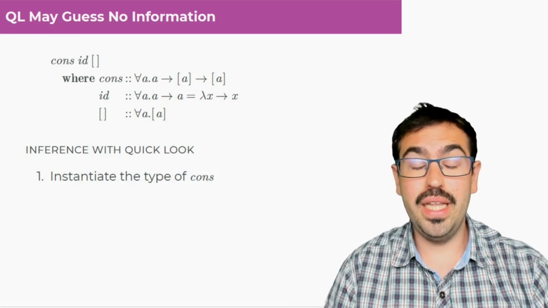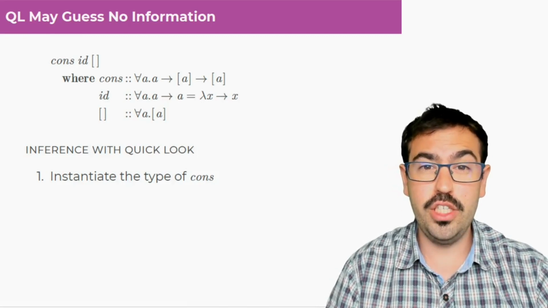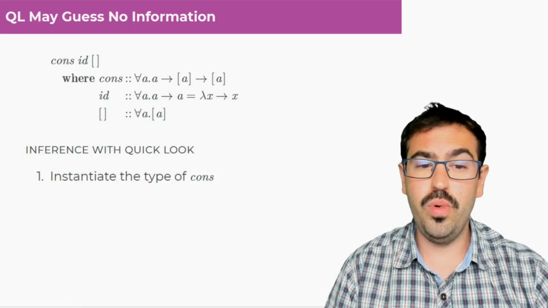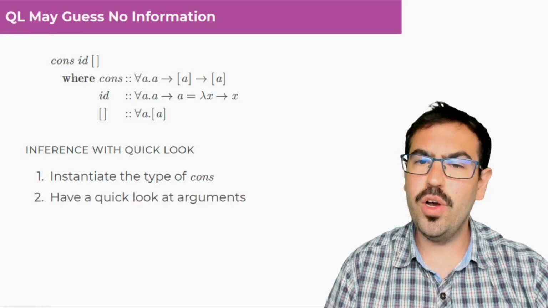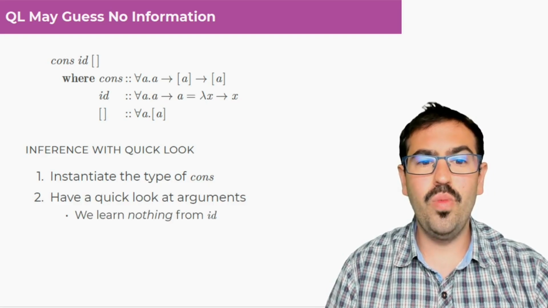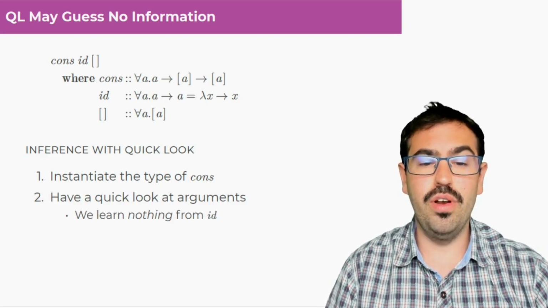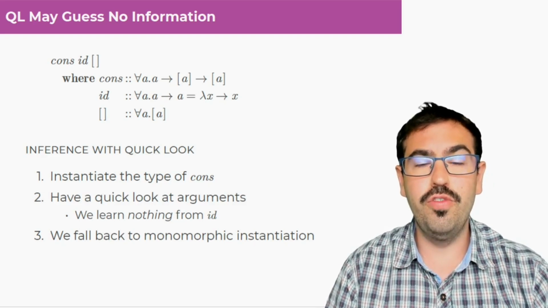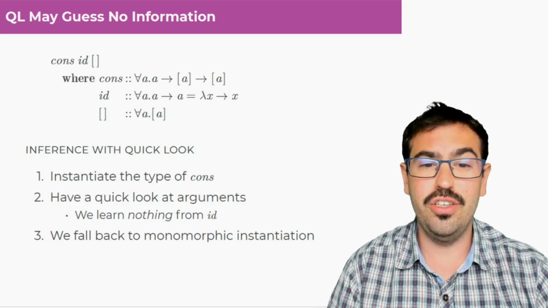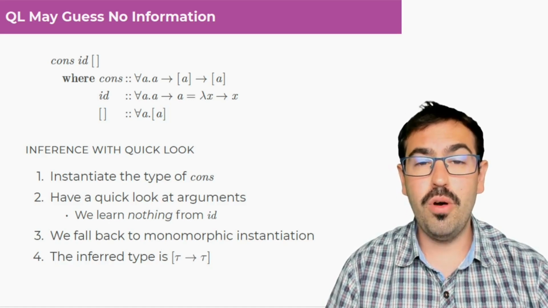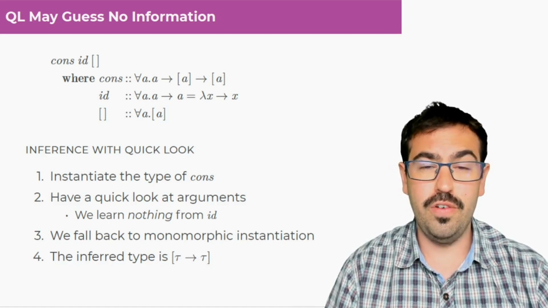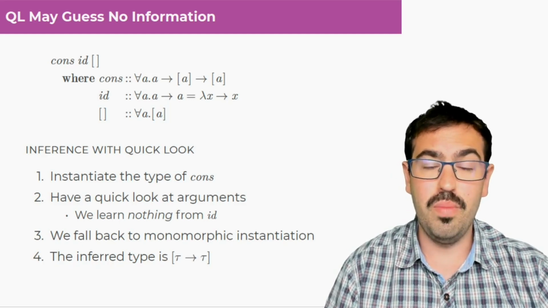And actually it can be the case that Quick Look guesses no information. Let's, for example, cons ID with an empty list. In this case, we will instantiate the type of cons, have a quick look at the arguments, and we will learn nothing from ID, and we will learn nothing from the empty list. So we need to fall back to monomorphic instantiation, and the result will be that the inferred type is the most usual list of tau → tau, where these taus are monomorphic types.